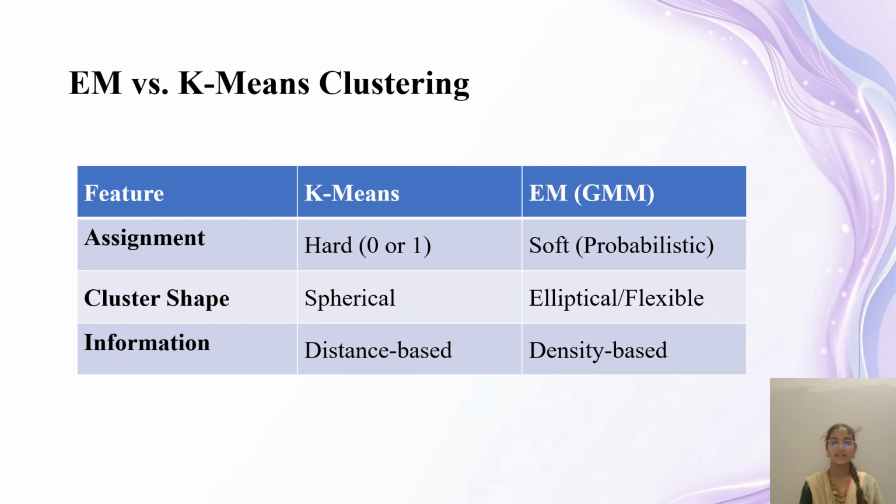Now let us see EM algorithm versus K-means clustering. In K-means, the assignment is hard, 0 or 1. But in EM algorithm, it is soft and probabilistic. And cluster shape in K-means is spherical, and in EM algorithm it is elliptical or flexible. And the information in K-means is distance based, and in EM algorithm it is density based.